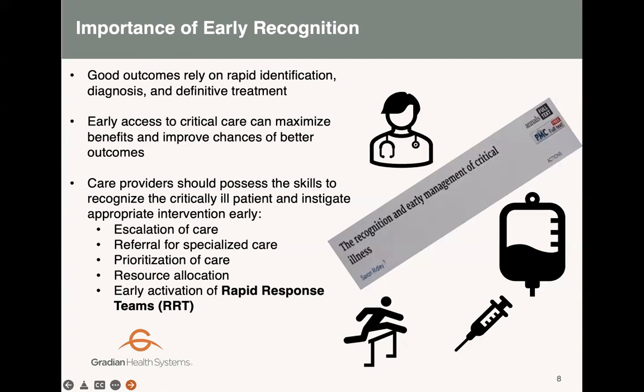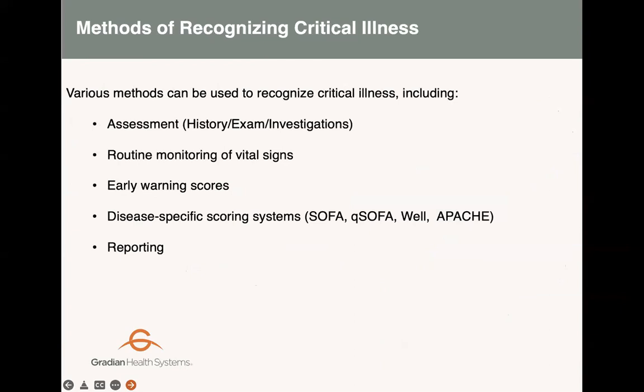For the recognition and early management of critical illness, there are lots of literatures. Some of the links have already been shared in the chat box, and you can go through those. There are various methods that can be used to recognize critical illness. The common pathway is that initially we do assessment and monitor the patient's vital signs, and we get information from that. There are also early warning scores, which we'll discuss later, and disease-specific scoring systems which can help predict patient prognosis, morbidity and mortality, and then the reporting system. We'll go through these topics one by one.